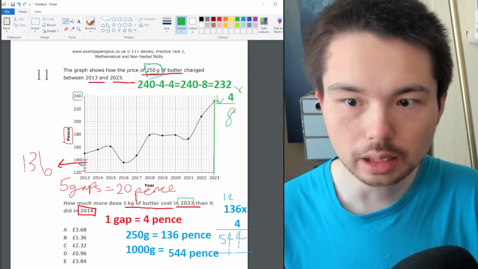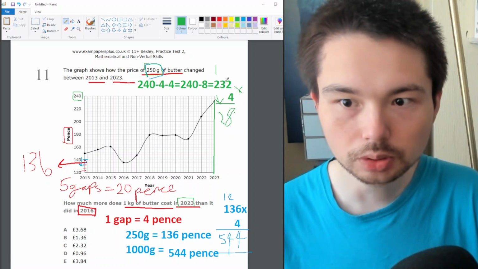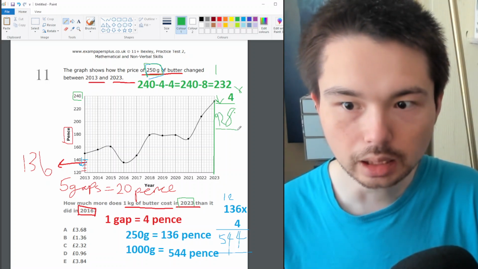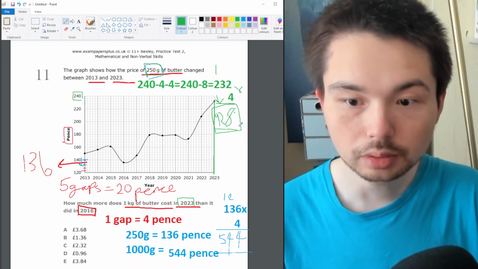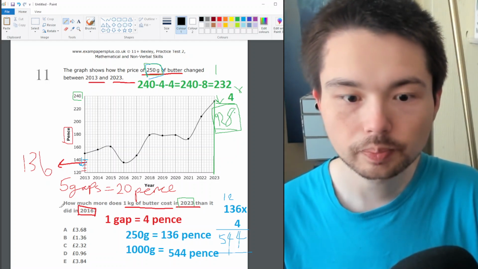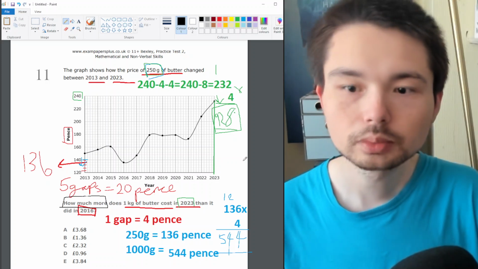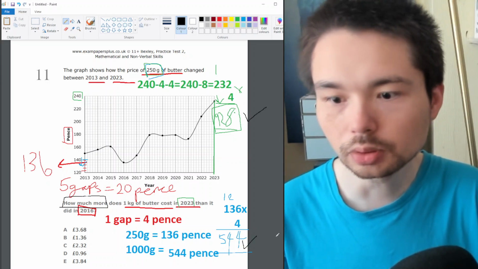2 times 4, 8. 3 times 4, 12. And then 4 times 2, 8 plus 1, 9. 928. So it's more expensive now. Okay, one more thing to do. Look, how much more does it cost? Well, we compare 928 with 544.